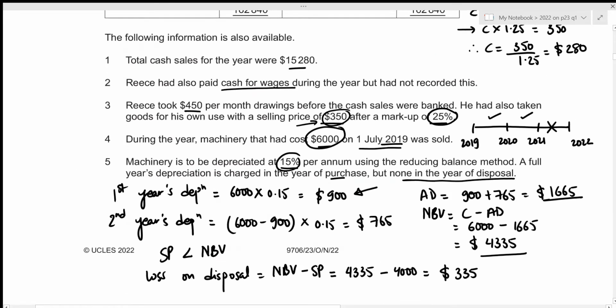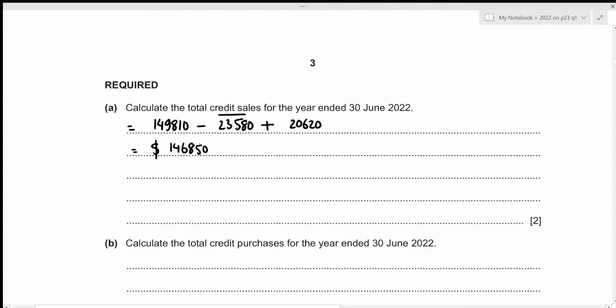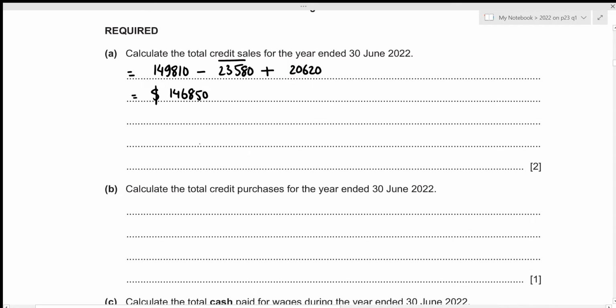Let's write it down. We first start with the total amount that we received from credit customers, that's 149,810. Then we subtract the previous year's credit sales, which was 23,580. And then we add the current year's credit sales amount that we have not received yet. So that's 20,620. This results in the amount of 146,850.